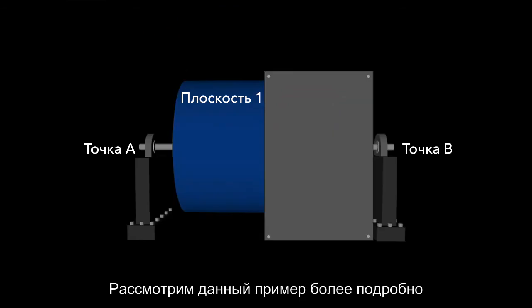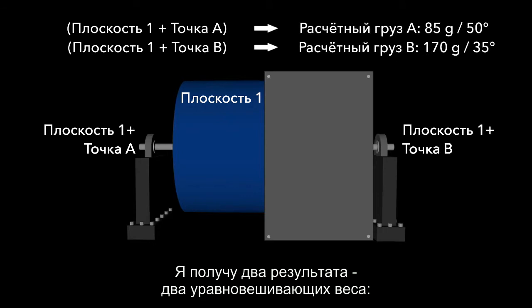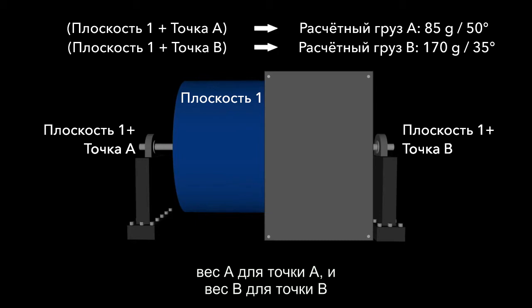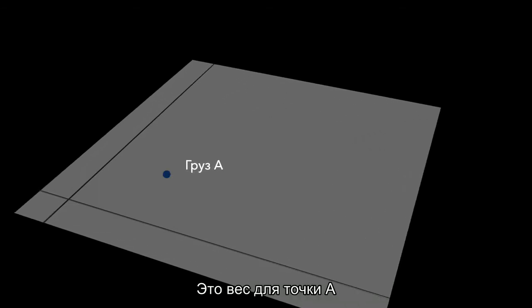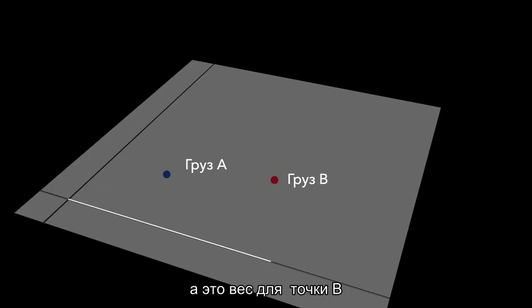Now, the deeper view to this example. I split the balancing to two jobs, each with just one plane and one point. Then I get two results, two balancing masses, mass A for point A and mass B for point B. I can draw them to complex plane. Here is the mass for point A and here is the mass for point B.